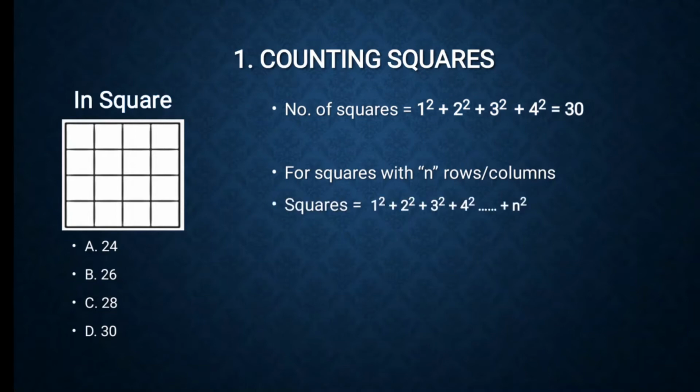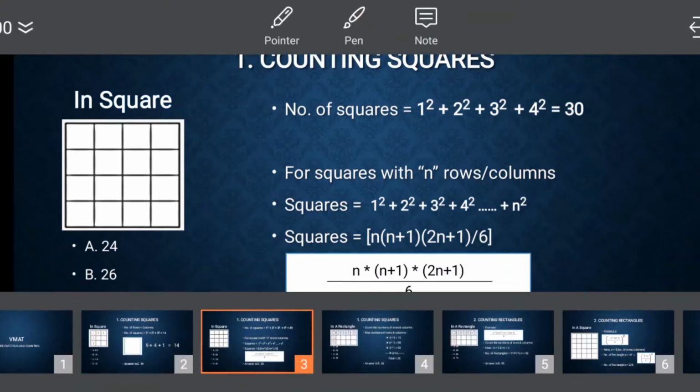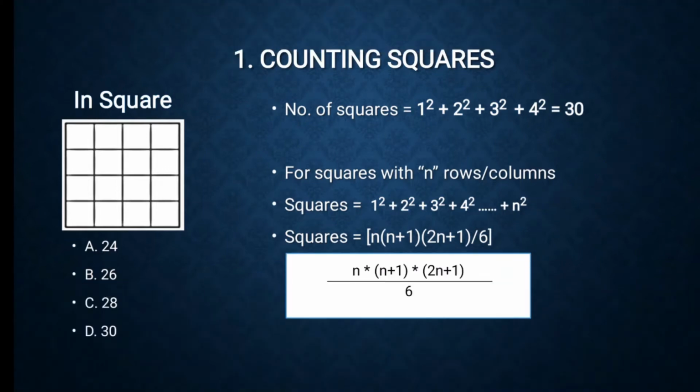Now this equation can be written in the form of a formula. If you are more comfortable with formulas, you can remember that formula, or you can simply remember this line. It is totally up to you. Here n is the number of partitions that are there. In this case n was 4. So if I write 4 in this formula, I will get 4 into 5 into 9 divided by 6, which is equal to 30. So you can use either one of these things.